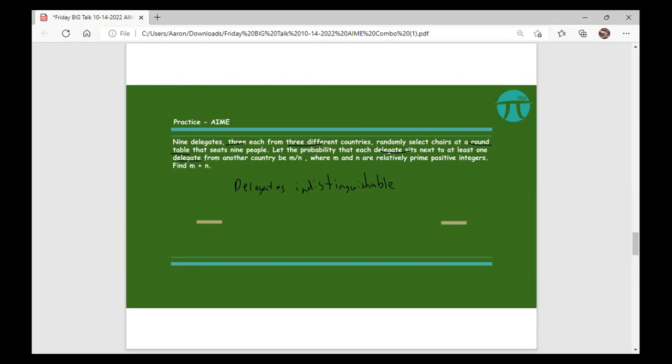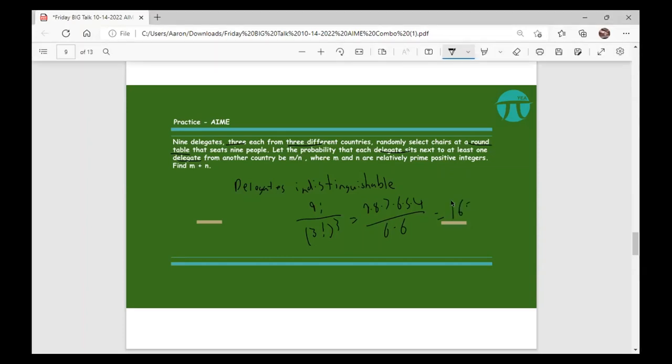So now the number of ways to seat the candidates is just 9 factorial over 3 factorial cubed. And so this is just 9 times 8 times 7 times 6 times 5 times 4 over 6 times 6. And the value of this, if you calculate it out, is just 1680.